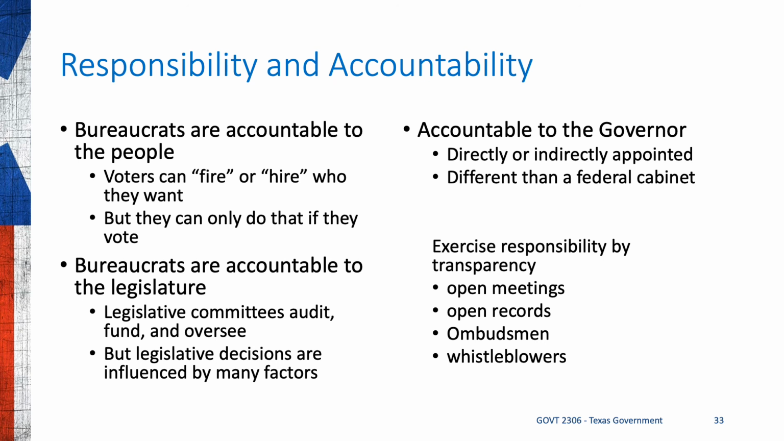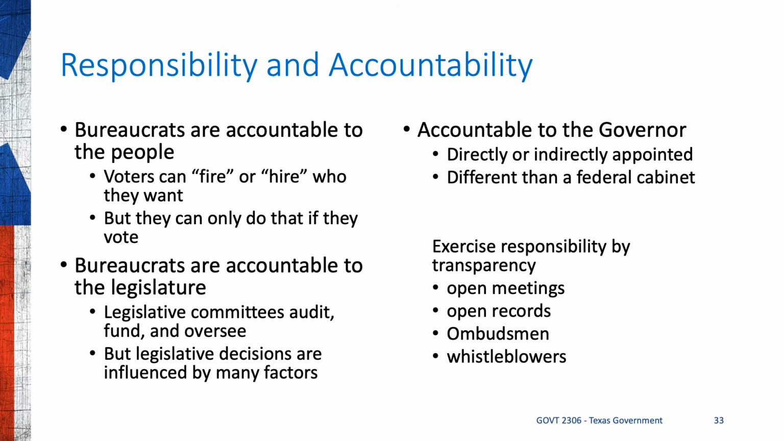Bureaucrats are also accountable to the legislature, so they have to make sure that everything that they do can survive an audit of the legislature or its committees. They also have to make sure that they are acting in a way that is consistent with what the legislature has told them the money should go for in certain instances. They are accountable to the governor because they're either directly appointed by the governor or the governor appointed the committee that appointed the person.